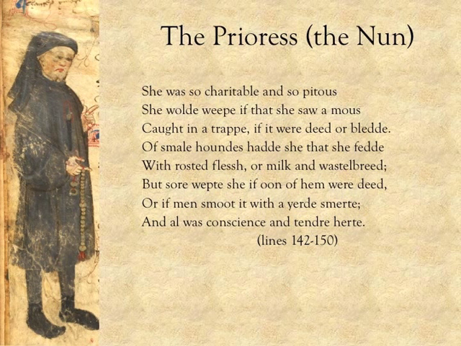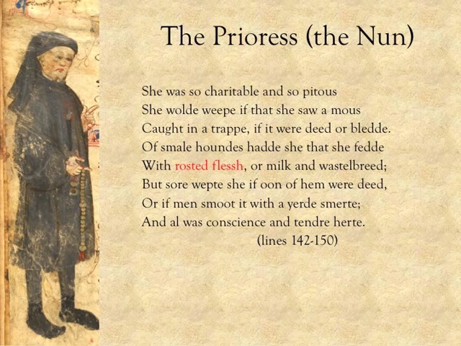And it's when he mentions what she feeds her dogs, that she feeds the dogs roasted flesh or milk and fine white bread. And on one hand, maybe we can just see this as a mark of her concern for her dogs, that she feeds them really good, rich food. But there's an interesting contrast here between the lines that just preceded these, that she would weep if she saw a mouse caught in a trap if it were dead or bleeding, and then the mention that she feeds her dogs roasted flesh. Now, flesh is a Middle English word that really just means meat, so it's roasted meat. Maybe when we look at the word flesh, it has even more power.